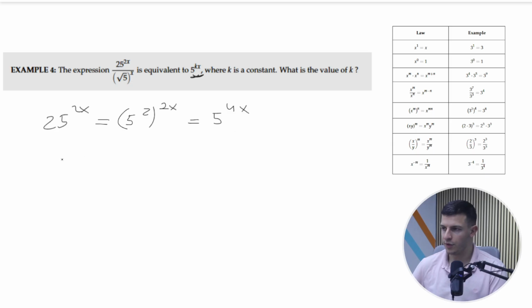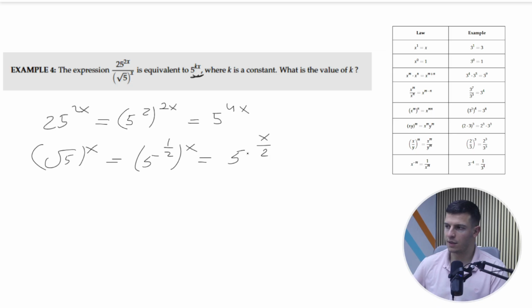So that's my numerator. At the bottom, I've got square root of 5 to the power of x. Square root of 5 can be written as what? 5 to the power of 1 over 2, all to the power of x. Again, now we can use this rule here. Which one? This one, right? The bracket rule. So 5 to the power of 1 over 2 times x, so x divided by 2. Now this is my numerator, this is my denominator. Now I just need to divide them. So 5 to the power of 4x over 5 to the power of x over 2. Now we can use the division rule. Where's the division rule? Here.